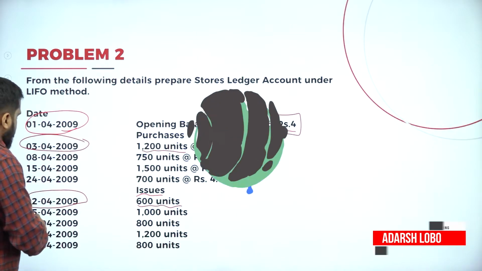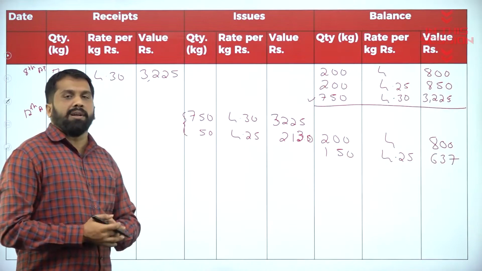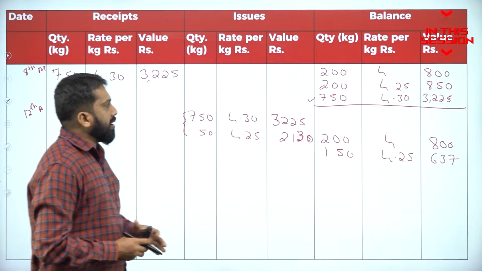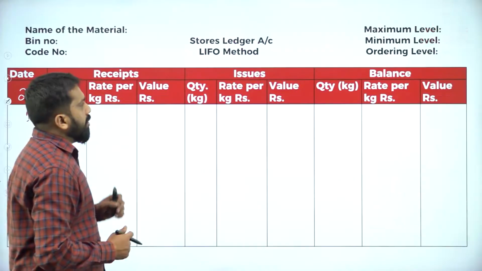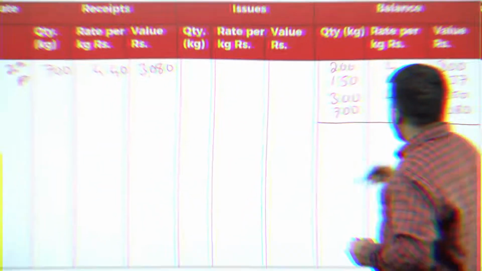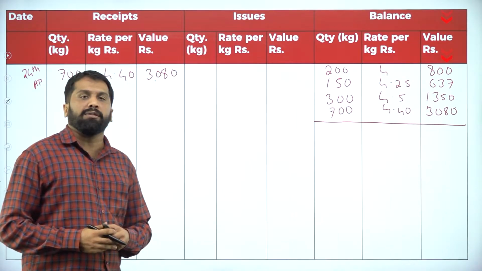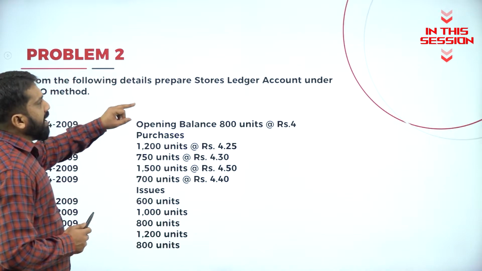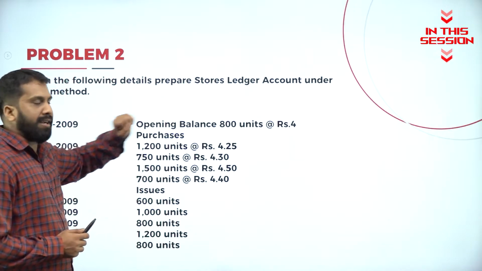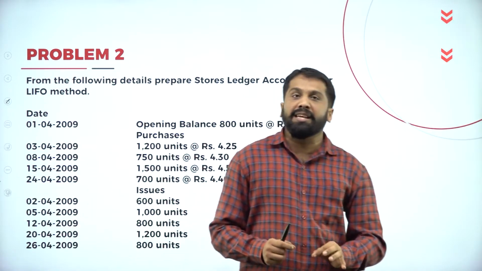So 3rd April is done. Next it is 5th April you have issued. So this is all about your calculation. We will not consider the last one. Why? So opening balance should be written in the receipt or issue. In case of addition, we should do like this. Now we have to copy all the word one. From the following details, prepare store ledger account under LIFO method. We are doing which method? LIFO.